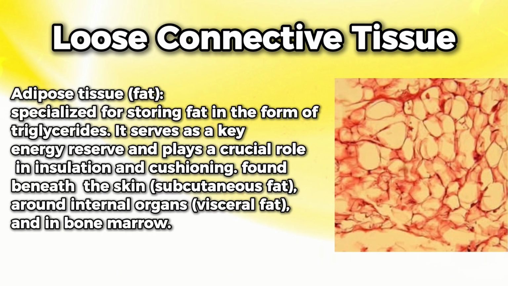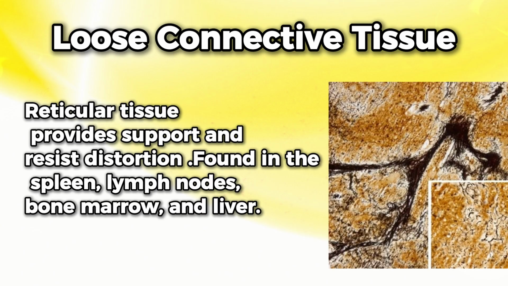Adipose tissue, fat, specialized for storing fat in the form of triglycerides. It serves as a key energy reserve and plays a crucial role in insulation and cushioning. Found beneath the skin as subcutaneous fat, around internal organs as visceral fat, and in bone marrow. Reticular tissue provides support and resists distortion. Found in the spleen, lymph nodes, bone marrow, and liver.